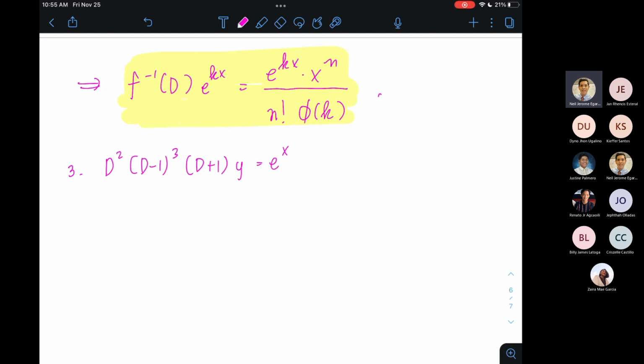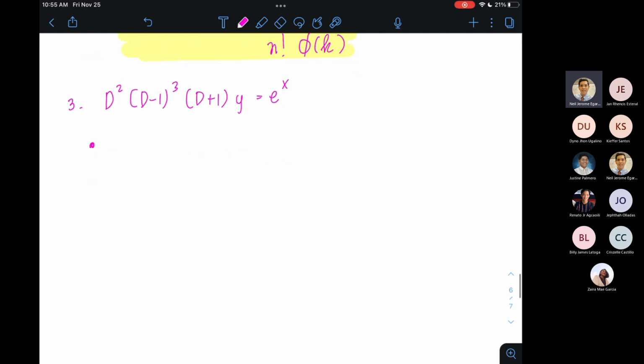Ang forcing term natin ay e to the x. So that means here we have k equals 1. Right? But in any case, since we are looking for the general solution, we start with the homogeneous solution. So before that, let's set our notation straight. Let f of d be equal to d squared times d minus 1 cubed times d plus 1. Then f of 1, which is our f of k, the coefficient of x in the exponent of e, is obviously equal to 0.